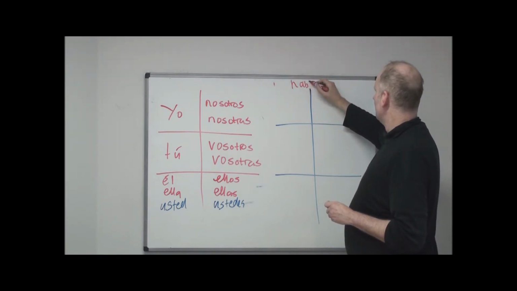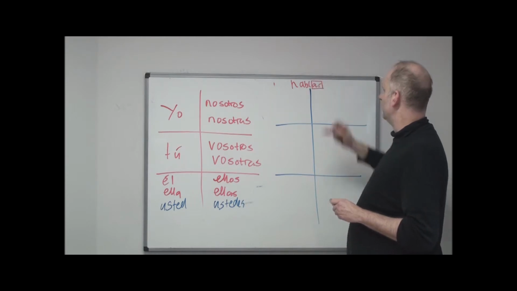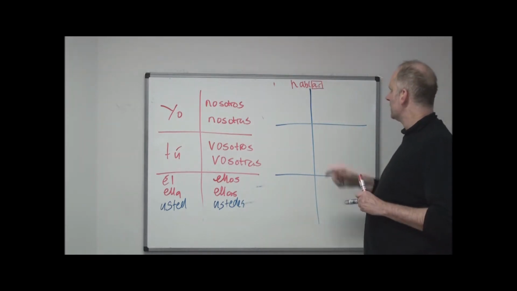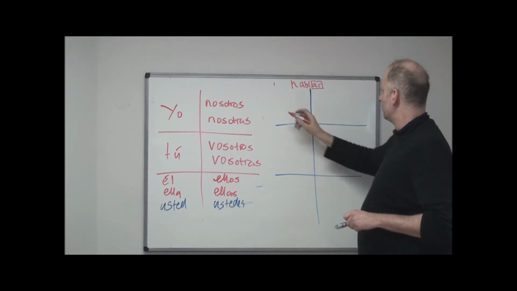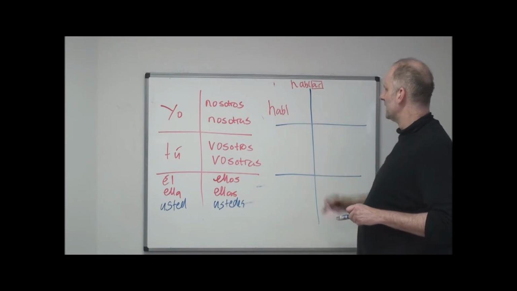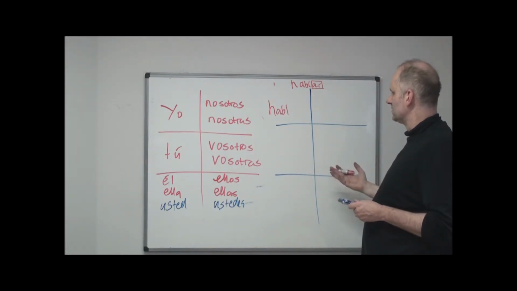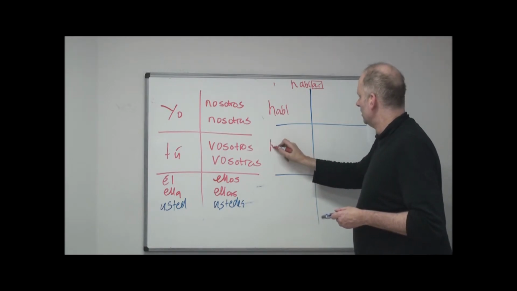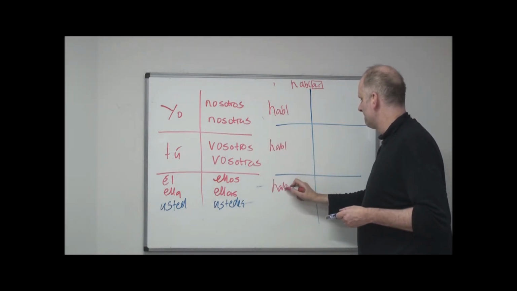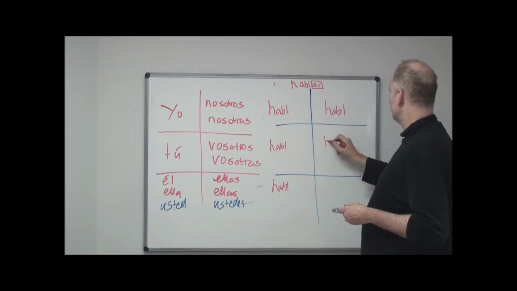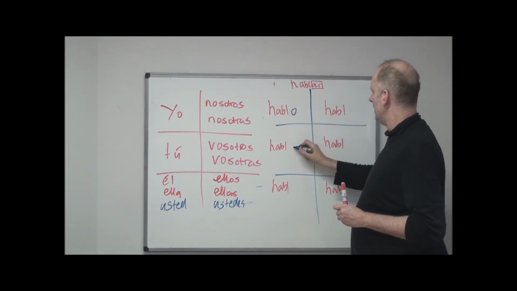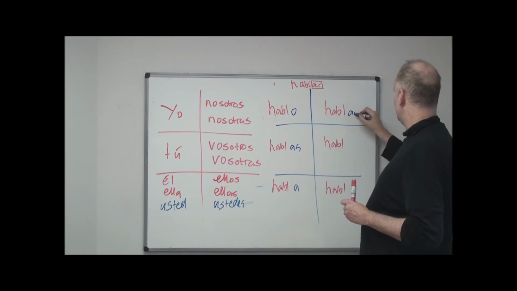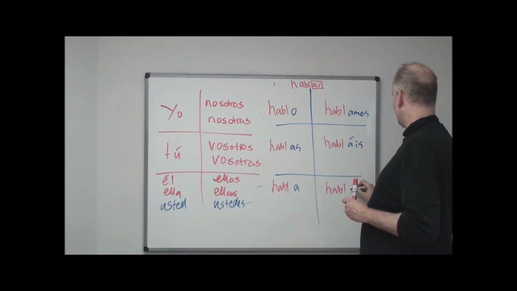hablar as a typical regular AR verb, what we do is we take off the ending, the AR, and we're left with H-A-B-L in Spanish. So we write that in all the way down. So every time in the present simple, all of them start the same way. Okay, and then it goes hablo, hablas, habla, hablamos, habláis, habla.